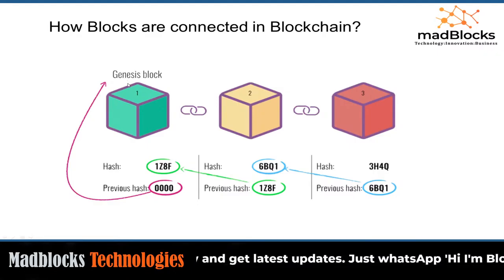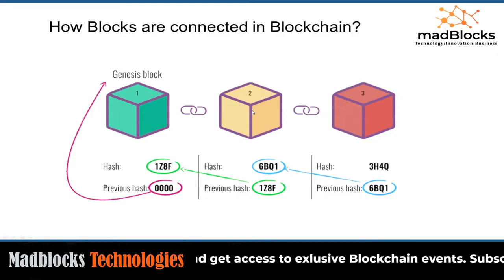Every block will have its own hash. Based on the information available in the block, we can generate a hash. Say 1Z8F is a hash. Generally a hash will be 256 bytes, but for us to understand, let's say there are 4 letters. 1Z8F is the hash of the Genesis block. And what is the previous hash? There is no previous hash here because that is the first block, which is why you can see only zeros. The previous hash is 0. If the previous hash is 0, it indirectly means that it is the Genesis block, which is block 1 in the blockchain.